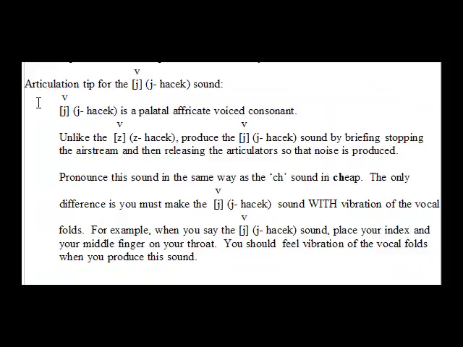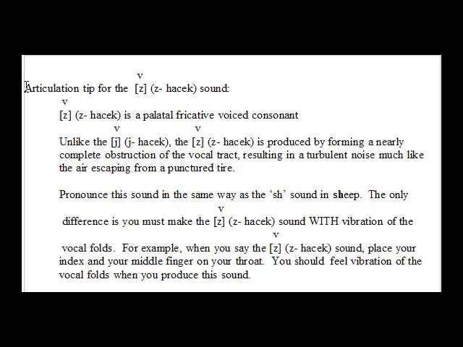Articulation tip for the J hat check sound. The J hat check is a palatal affricate voiced consonant. Unlike the Z hat check, produce the J hat check sound by briefly stopping the airstream and then releasing the articulator so that the noise is produced. J. Produce this sound in the same way as the CH sound in cheap. The only difference is you must make the J hat check sound with vibration of the vocal folds. For example, J. For example, when you say J sound, place your index and your middle finger on your throat. You should feel vibration of the vocal folds when you produce this sound.